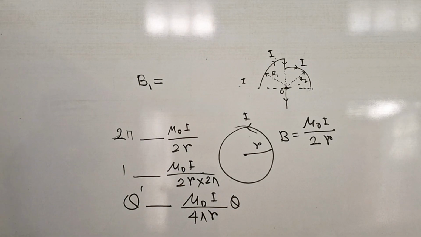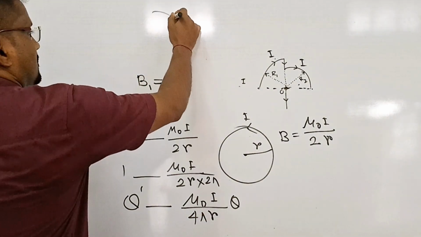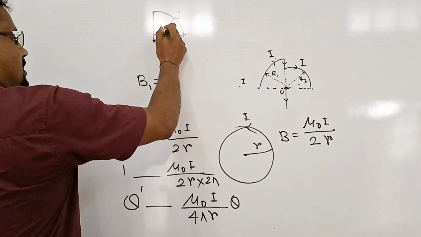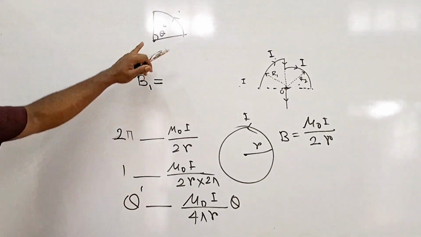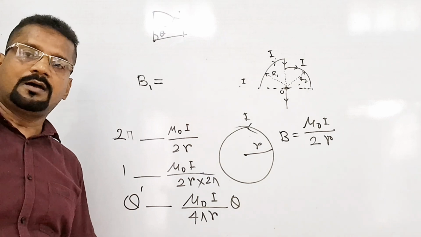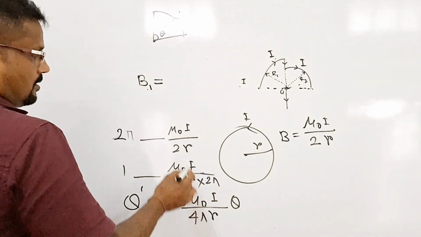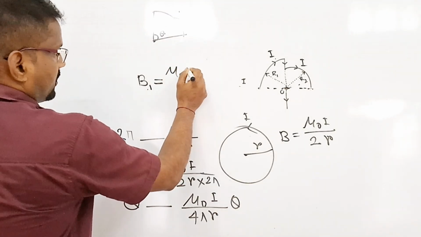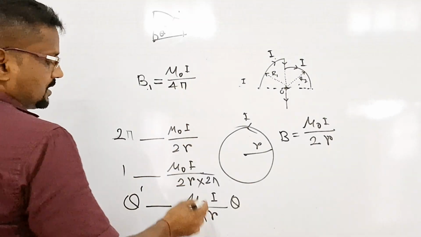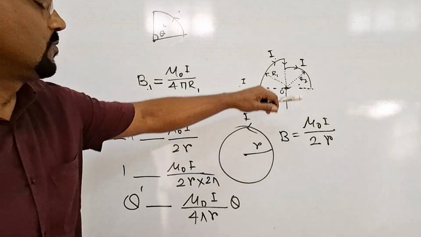So with respect to a theta radian angle, for any arc you consider with current flowing, if this angle is theta radian, then the magnetic field at that point will be mu naught times I times theta by 4 pi R. So this formula we are going to use here. Say B1 is mu naught times I by 4 pi R, where R means R1, the radius given as R1.